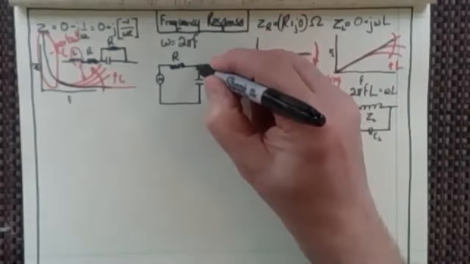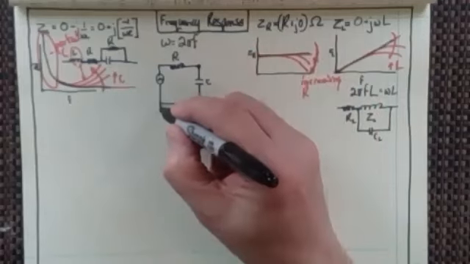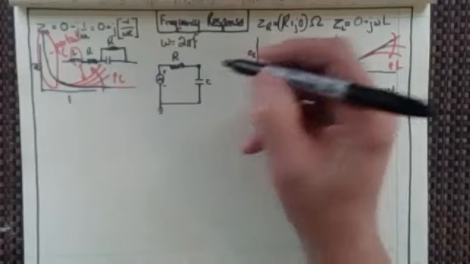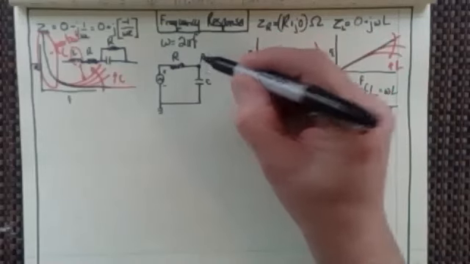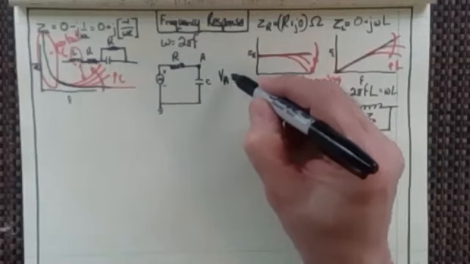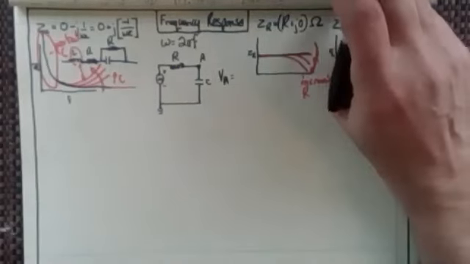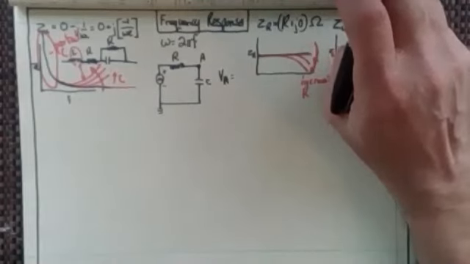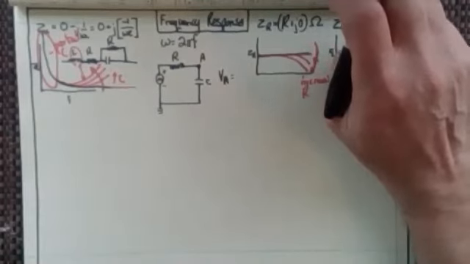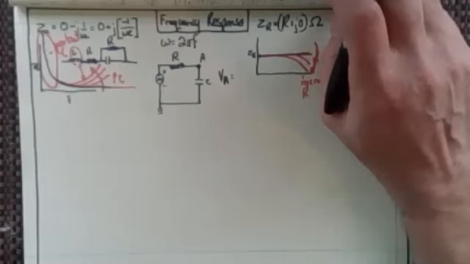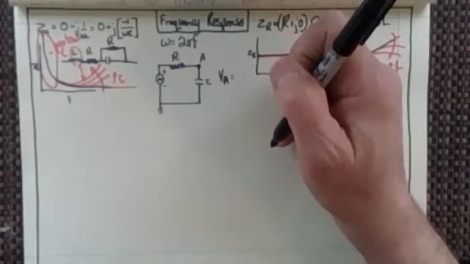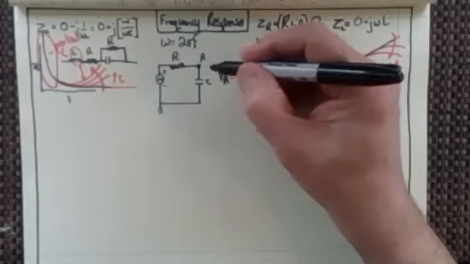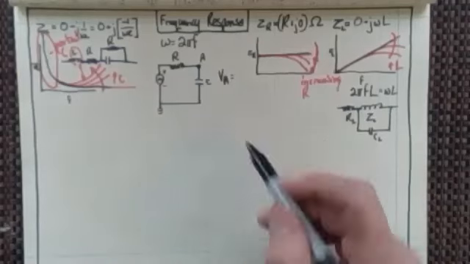We can say that this is the ground here, and that's my positive and negative. I want to look at this voltage right here, the voltage at A. How does the voltage at A change? And I don't mean just the magnitude, I also mean the phase shift at A over a variety of different frequencies. So the magnitude and the phase shift of the voltage at A, right?